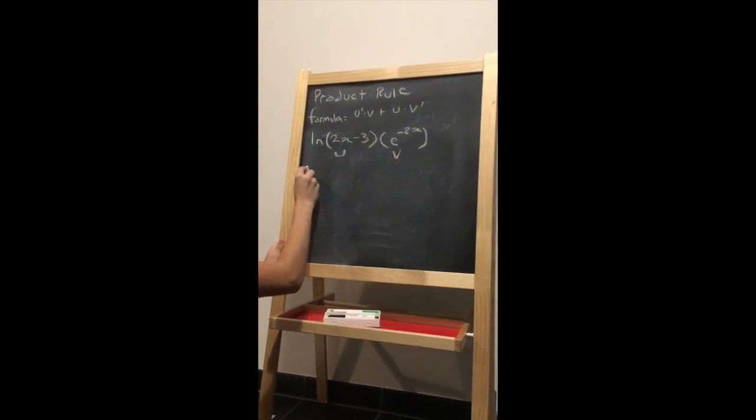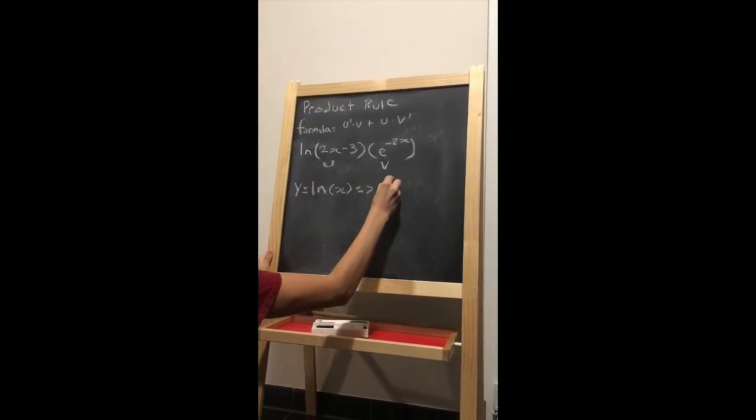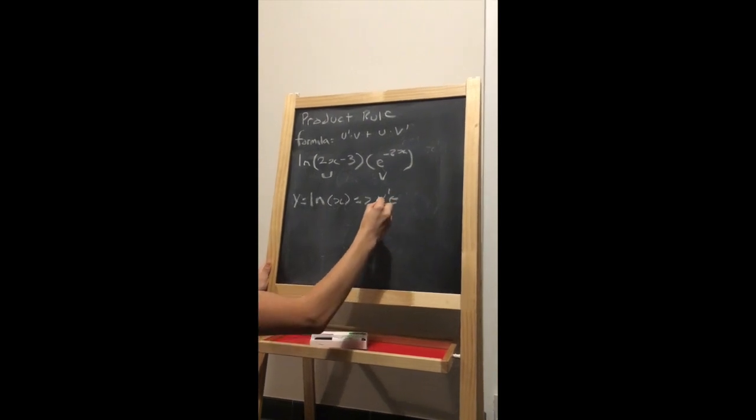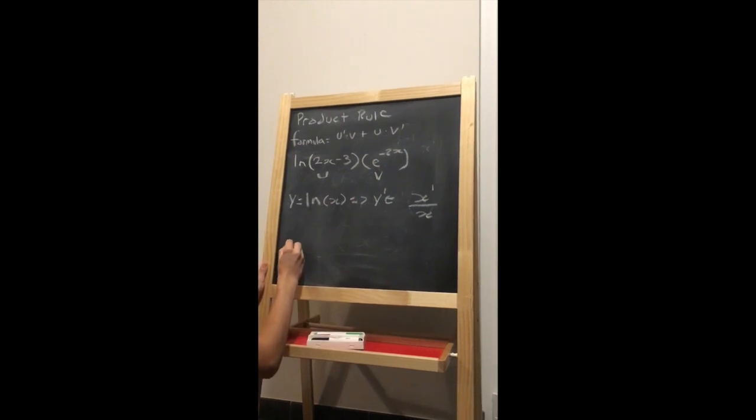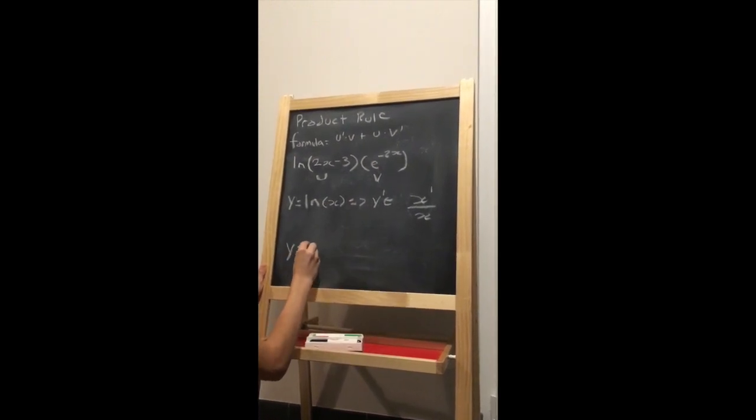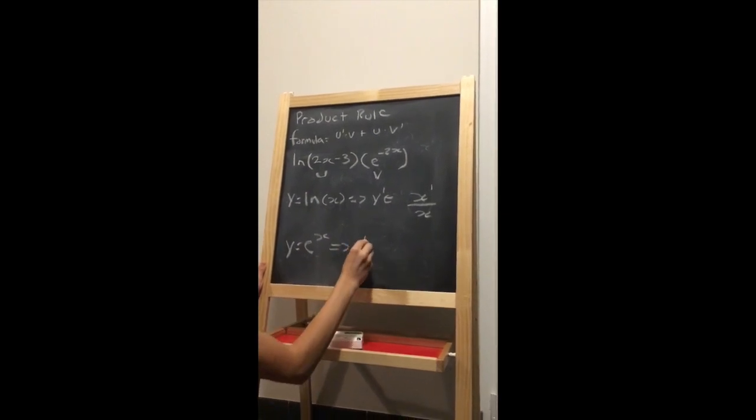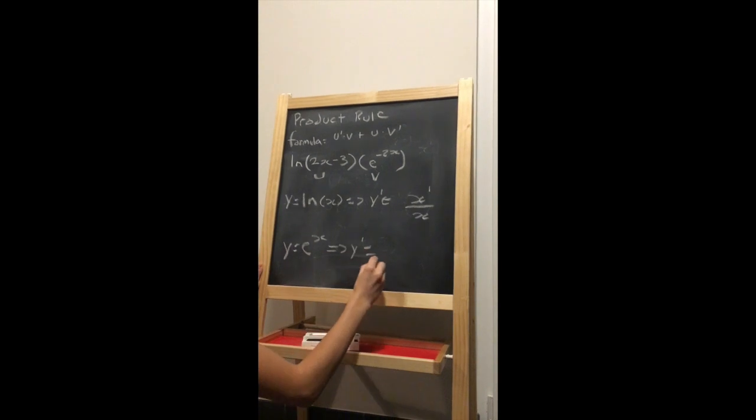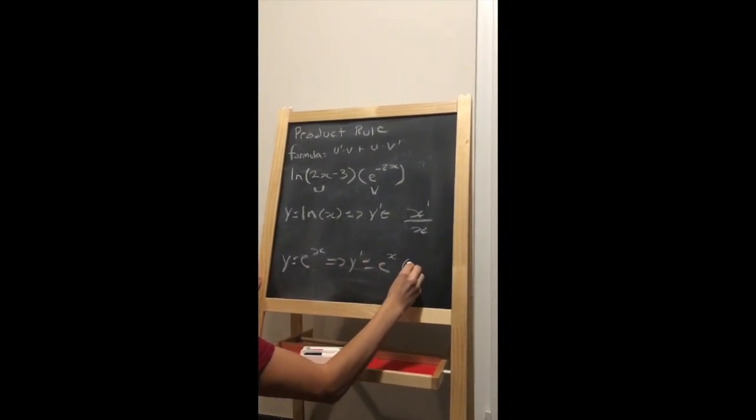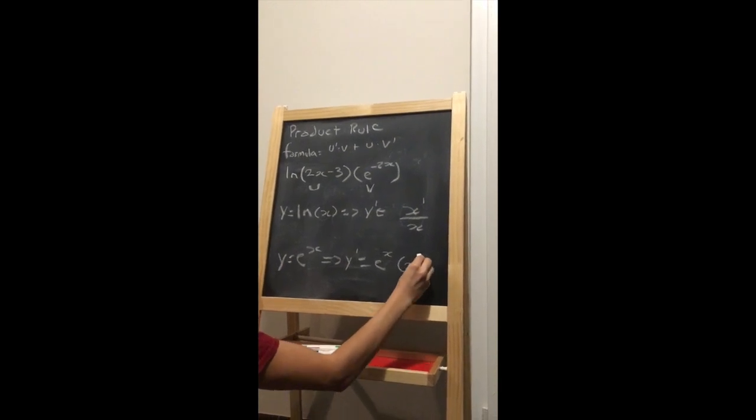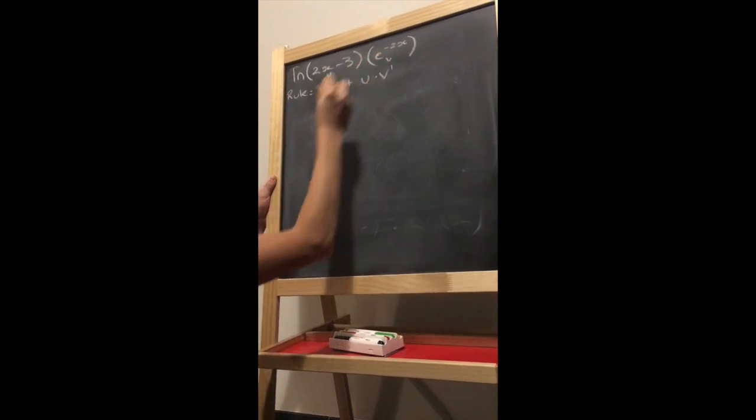So if y equals ln x, y prime basically equals x prime divided by x. And for the e exponent, it's very simple. If y equals e to the power of x, its derivative is the same thing, e to the power of x. However, it is multiplied by x prime. Knowing this, let's now try to use the product rule to solve the equation.